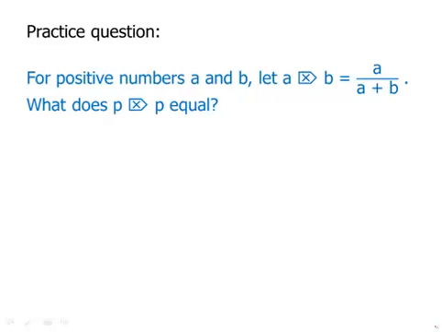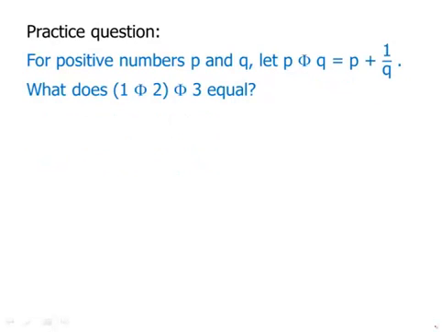Okay, so this rule says that the first number is going to go into the numerator and the sum of the two numbers is going to go into the denominator. So p arrow p, that means we're going to get a p in the numerator and a p plus p in the denominator. Of course, p plus p is 2p, and we have p over 2p, the p's cancel, and we just get 1/2. So p arrow p has an output or a value of 1/2.